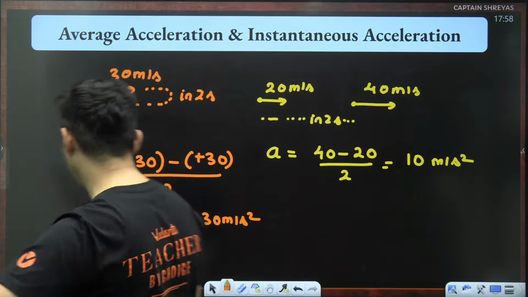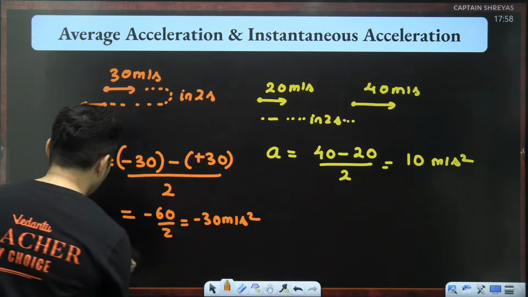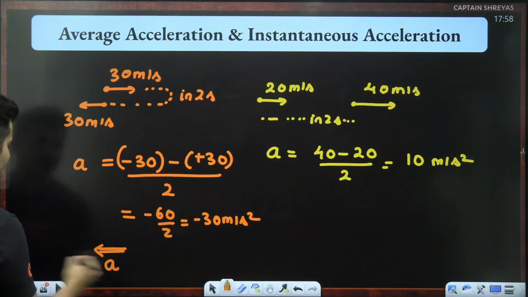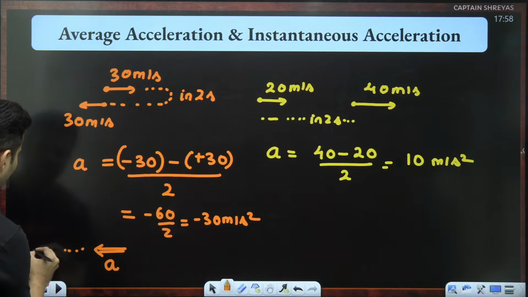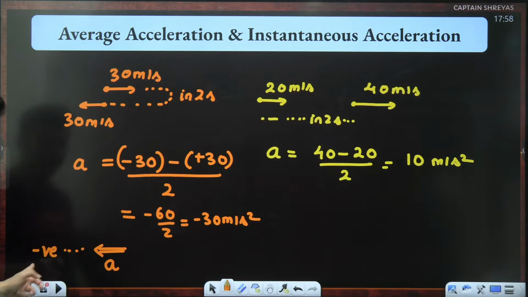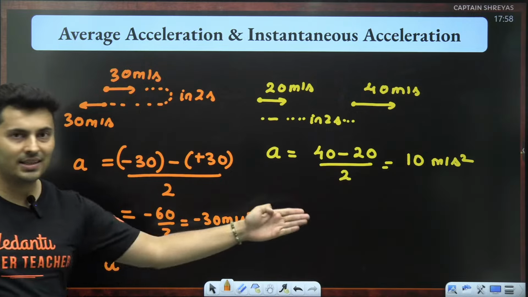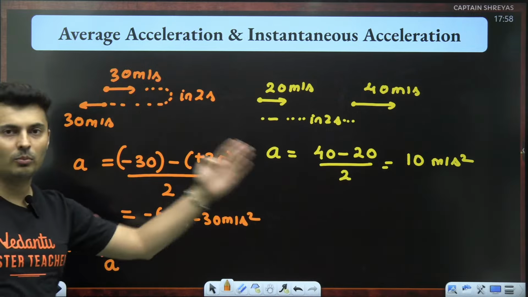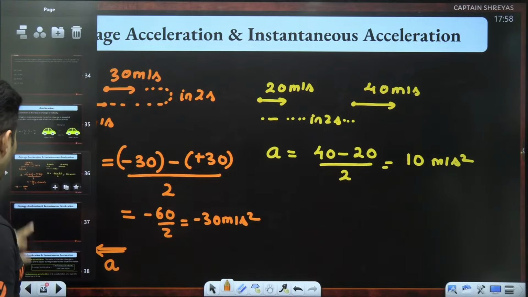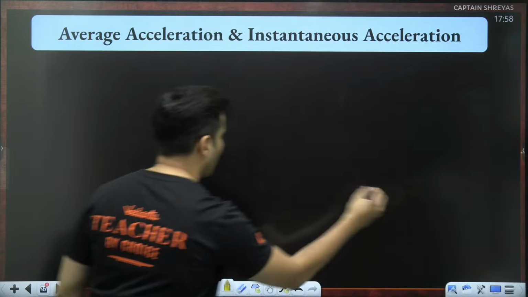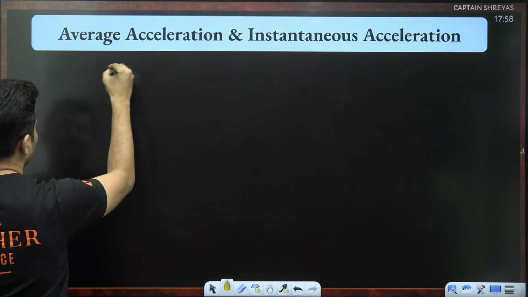What does this minus sign tell you? This minus sign tells me that the acceleration vector quantity is directed towards the left hand side, basically towards the negative side. If it came out to be positive, then acceleration will be directed towards the right hand side or the positive side. Also, keep in mind one important thing. Say for example, I tell you, listen, this champa is there.